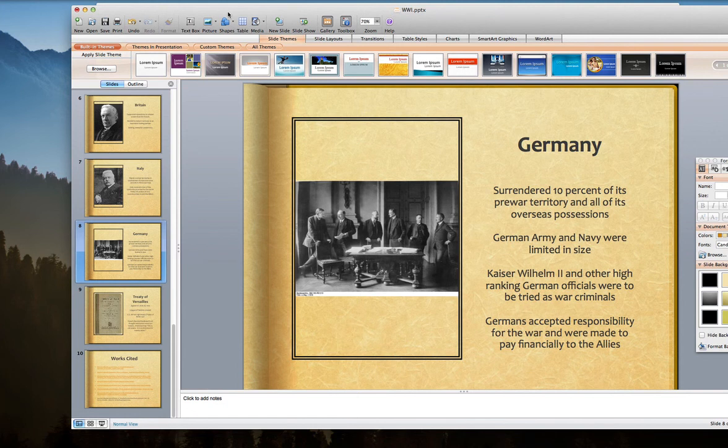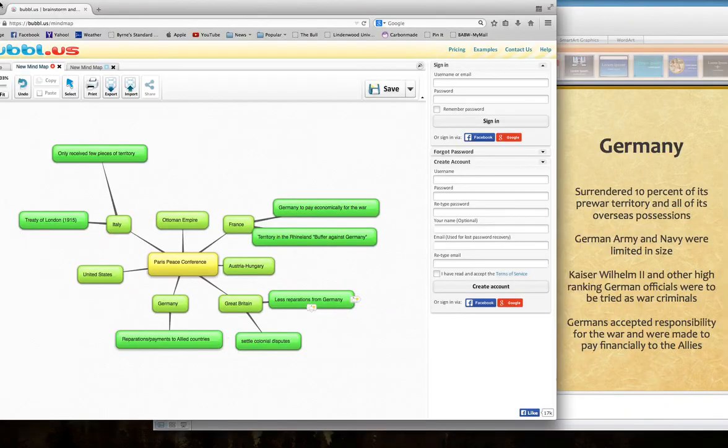So what we'll do is we'll come back over to our mind map, and we'll just add to this one. So we'll put Kaiser Wilhelm II, war criminal. And remember, we just want to keep this short and sweet. We don't want to write big sentences and all that stuff. We just want to keep our ideas limited, and we'll expand upon them later.